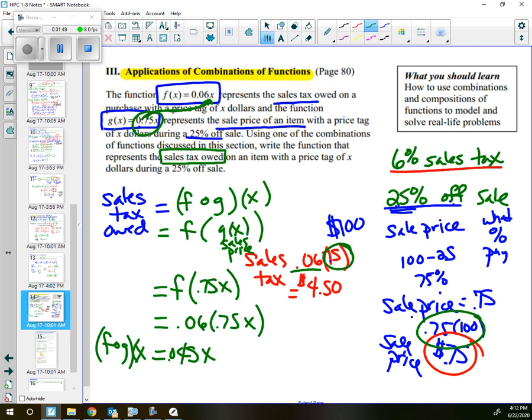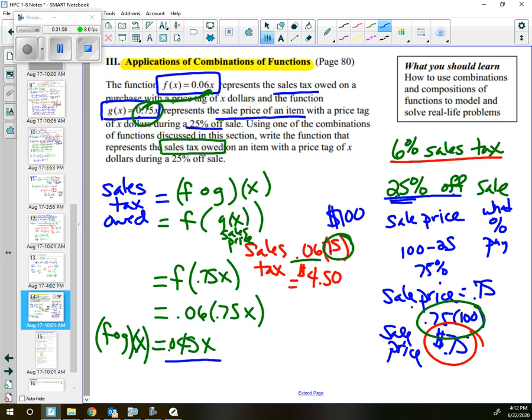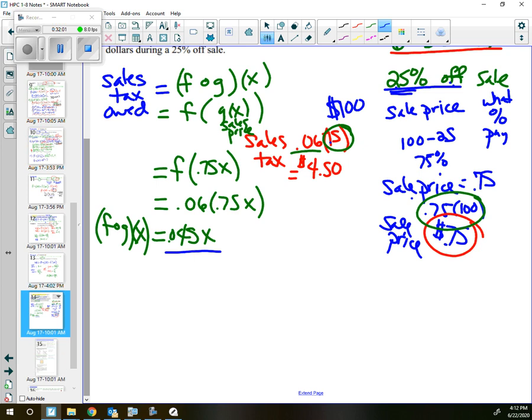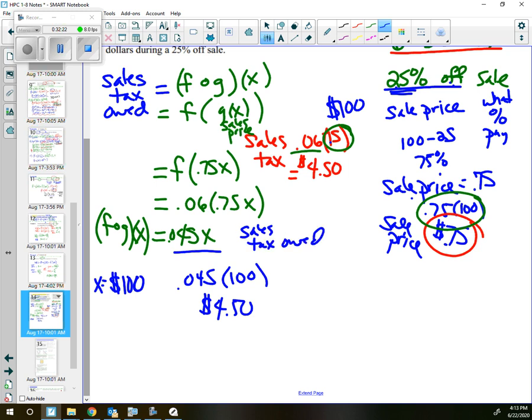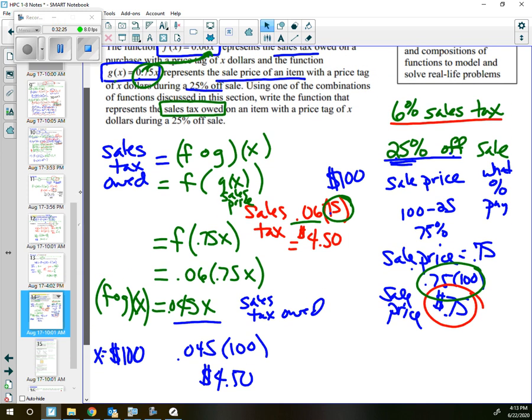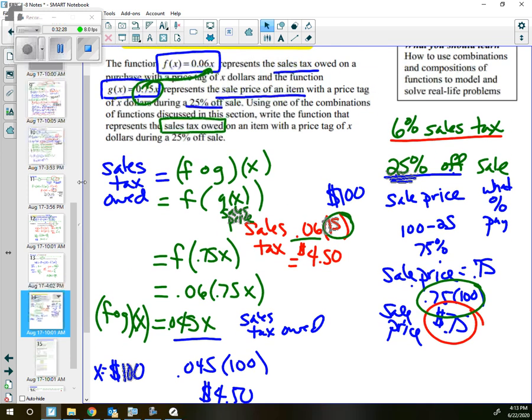So I need to do the sale price first and then calculate the tax. And notice then whatever the price of your item is, you can get directly to what the tax would be owed. Remember our $100 example. So what if your originally priced item was $100? In other words, X equals 100. You would be doing 0.045 times 100, which is going to give you that $4.50 as your sales tax owed. Sometimes it's easier to think of it with a numerical example like that, but that's really all composition is, right? We're doing one operation and then another. So in this case, we have to calculate the sale price first, and then we substitute that in.